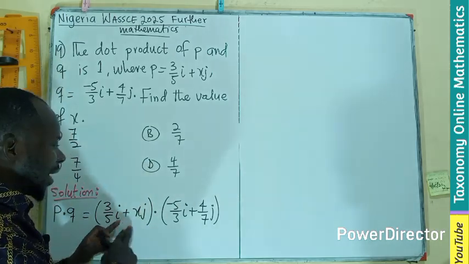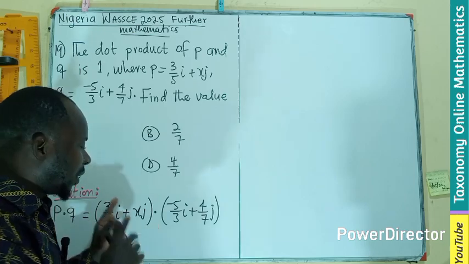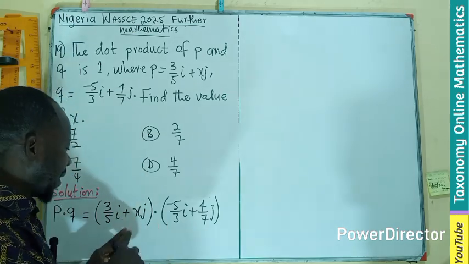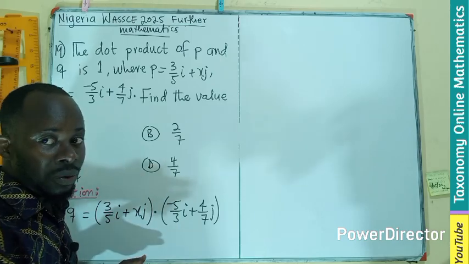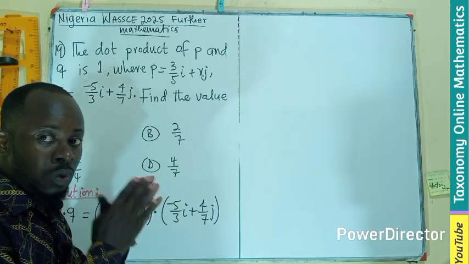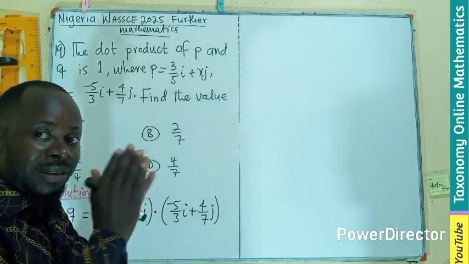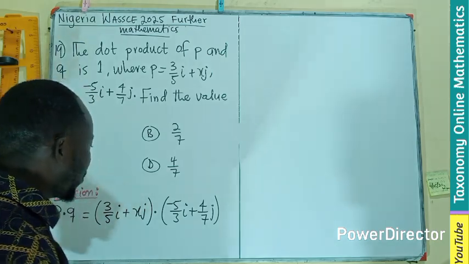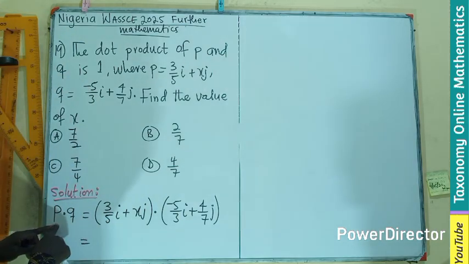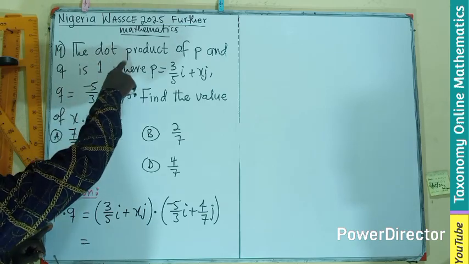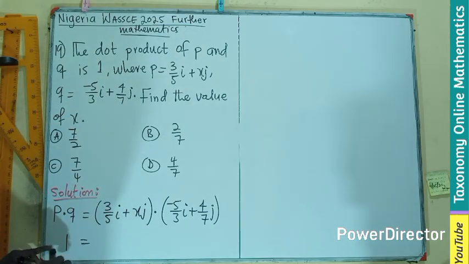But if I times i, it becomes 1. j times j is 1. Then the i times the j will give you 0. So the middle term will be 0. So we go straight to the i times i and the j times j, which will give us 1. So in this case, we know the dot product. We are given that the dot product is already given as what? 1. So these results will give you 1.